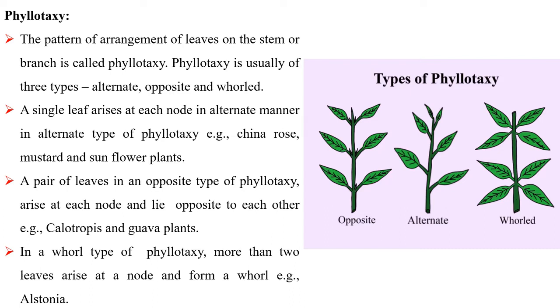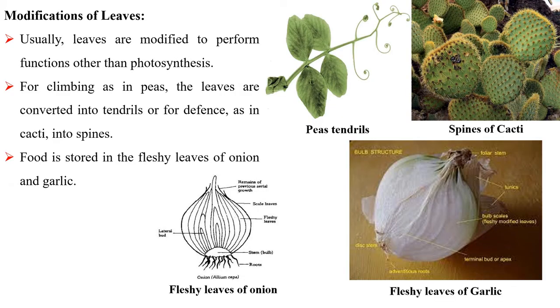A pair of leaves in an opposite type of phyllotaxy arise at each node and lie opposite to each other, as in calotropis and guava plants. In the whorled type of phyllotaxy, more than two leaves arise at the node and form a whorl. Example: Alstonia.